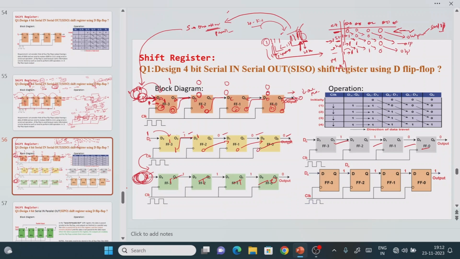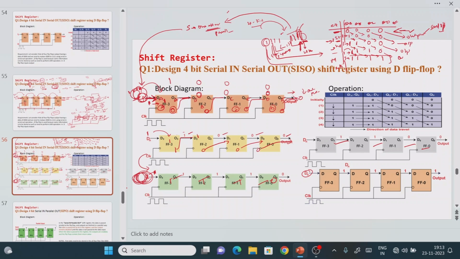Now after applying the fourth clock pulse, what will happen? This final 1 is there, and we are going to give this here as the external input value. Now what will happen? The data will go to the first flip-flop, first flip-flop data to the second, second flip-flop data to the third, third flip-flop data to the fourth, and the fourth will be the output value.